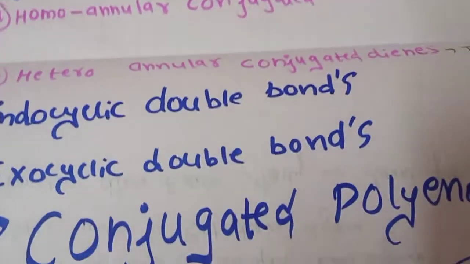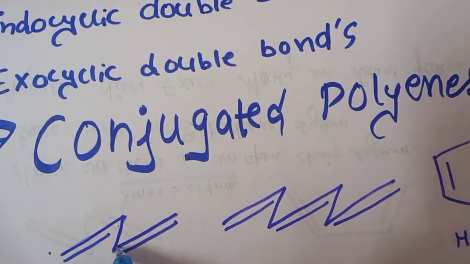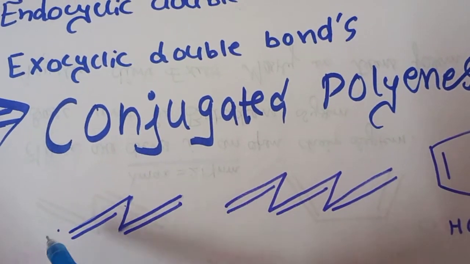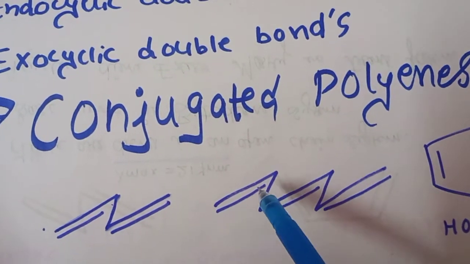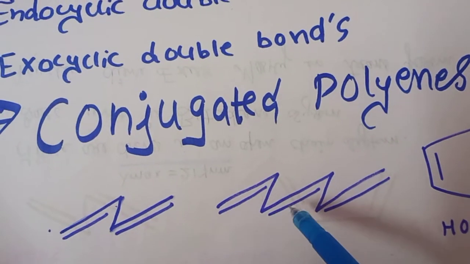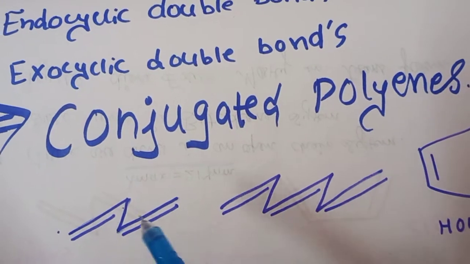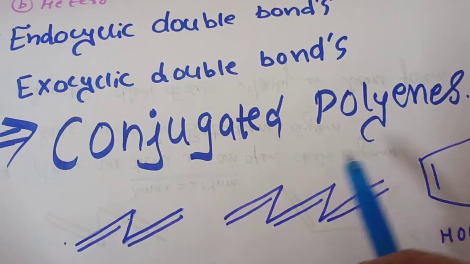When there is a double bond, then one single bond, then a double bond, like this system, that is termed a conjugated diene. Means when there is one double bond, one single bond, one double bond, this type of system is termed a conjugated system. When there are more than 2, like 3 double bonds, we can term them conjugated polyenes.